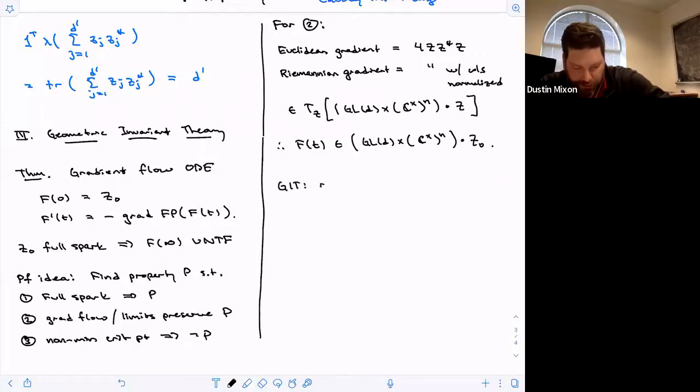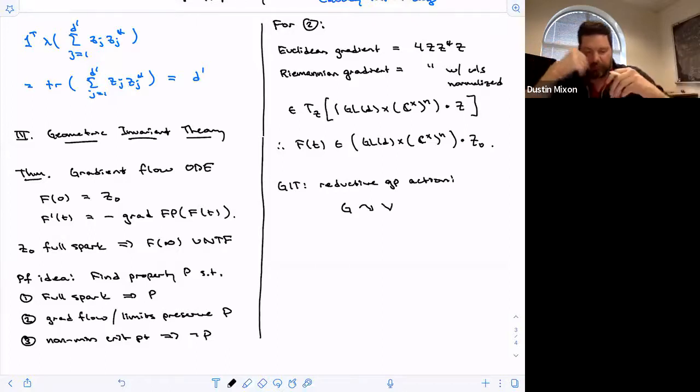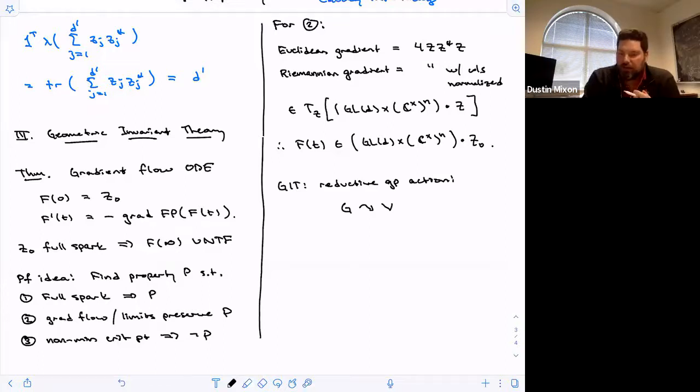So geometric invariant theory, we're thinking of a reductive group acting linearly on a complex vector space. So we have some group that's acting on a vector space. A natural thing when you have a group acting on a vector space or on any set is to consider the quotient, the set of all orbits under the group action. The interesting bit is that in this setting, not all orbits are created equal.